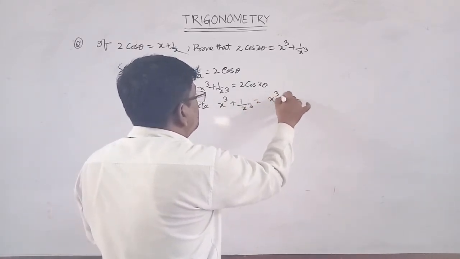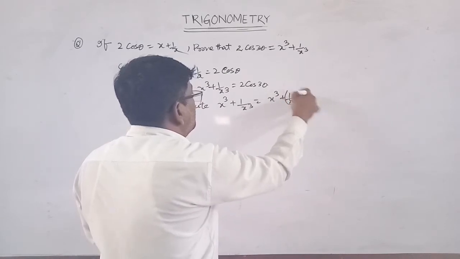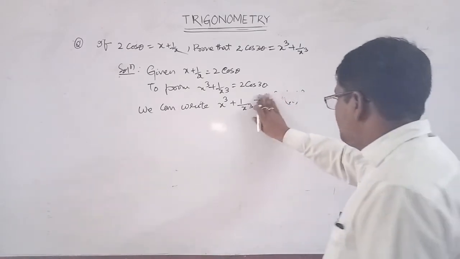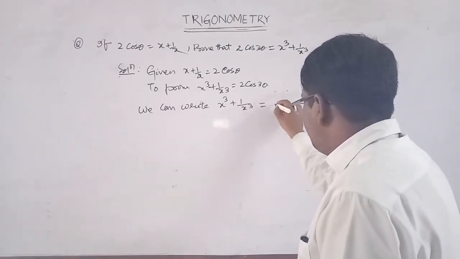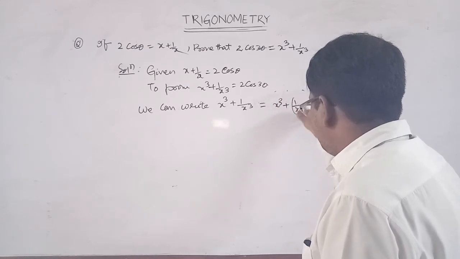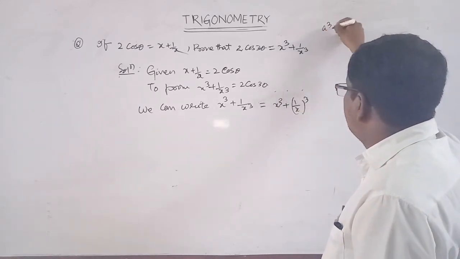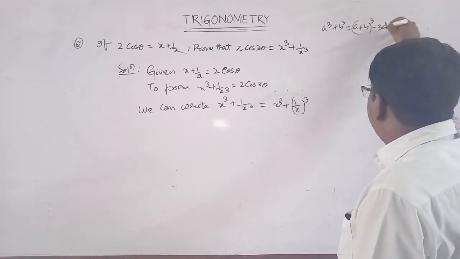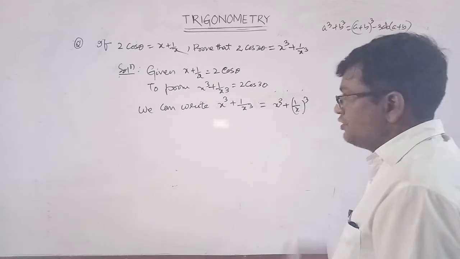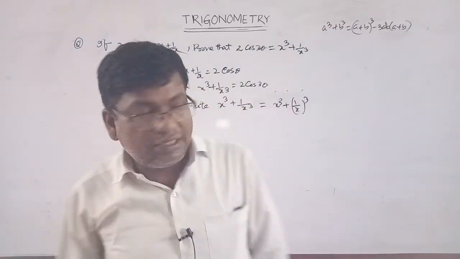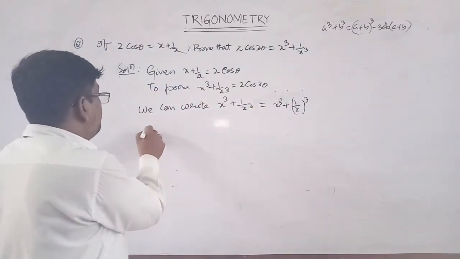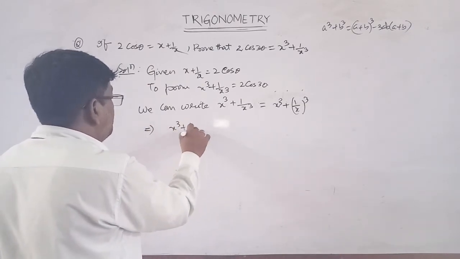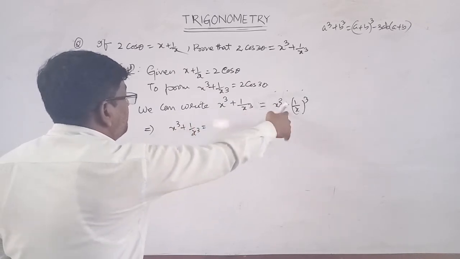x cube plus 1 by x whole cube. So this is what? A cube plus b cube formula. What is the a cube plus b cube formula? It is (a plus b) whole cube minus 3ab into (a plus b). So apply this formula. That implies x cube plus 1 by x cube is equal to (a plus b) whole cube minus 3ab into (a plus b).